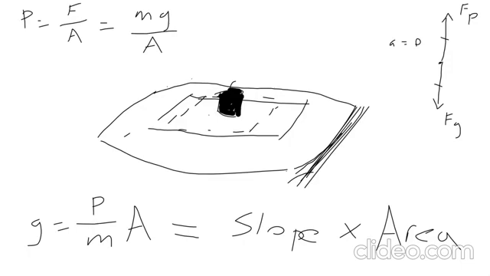And that means the force created by pressure is equal to mg. So that means pressure is equal to mg over A. This can be rearranged as gravity is equal to pressure divided by mass times area. Now, if we graph a pressure versus mass graph, then the slope will be equal to pressure divided by mass. So then gravity can be calculated as slope times area.